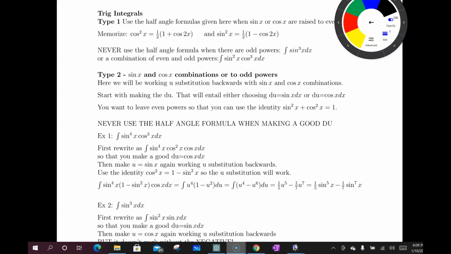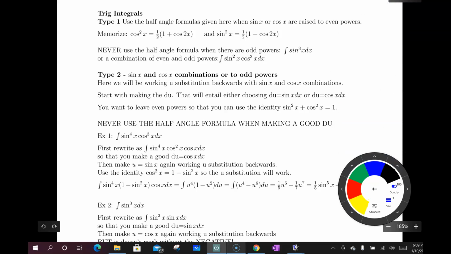All right, so let's go back to our trig integrals and review this. Remember, the only time that we use our half angle formula is when we have cosine squared or sine squared. When there are odd powers, we never use the half angle formula. It's only when they're even powers only that we use this half angle formula. So I'm not going to show any examples of that.